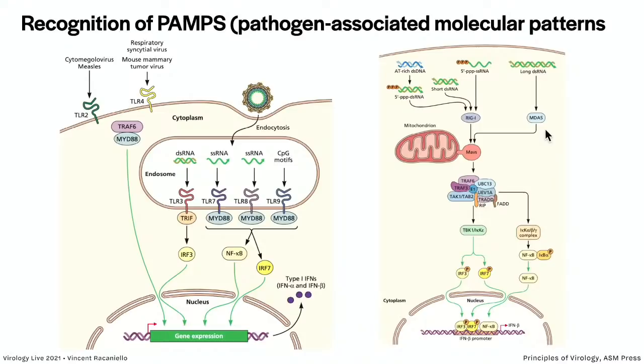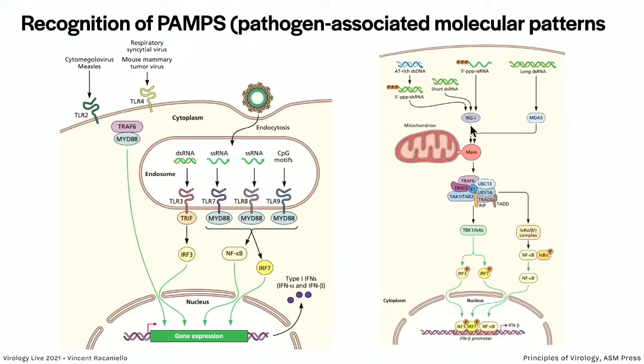RIG-I can bind, say, single-stranded RNA with 3-phosphates, which is not found in the cytoplasm, short double-stranded RNA, double-stranded RNA with phosphates. All of these configurations are not found in the uninfected cell. So you may ask, well, RNA is RNA, right? Yeah, but in these configurations, it can be recognized as viral. Anyway, when these proteins bind their cognate nucleic acid, that initiates a signaling pathway.